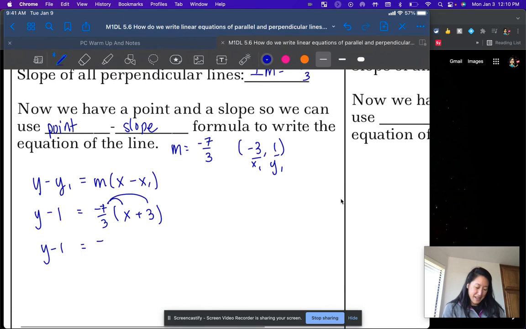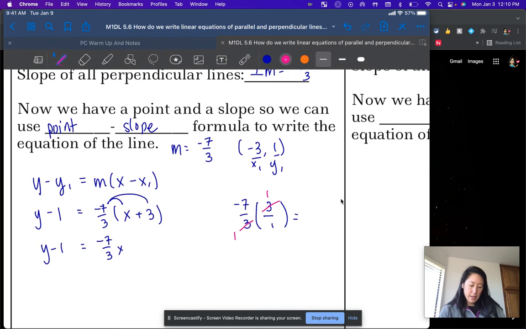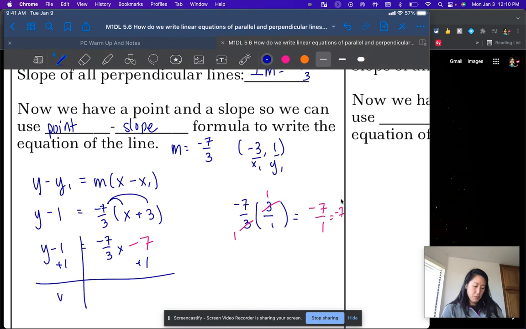All right, y minus 1 is -7/3x, and then fraction on the side, so -7/3 times 3/1. Okay, 3 divided by 3 is a 1, and 3 divided by 3 is a 1. So I get -7/1, which is -7, so -7. And then we just add back our 1 here. So y is equal to -7/3x minus 6.